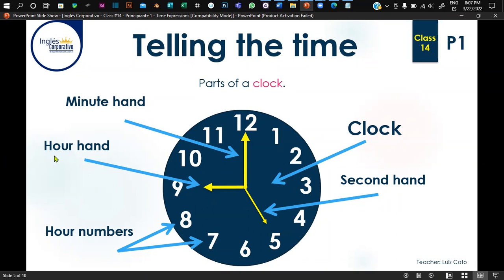Hour hand. Yes, hour hand. And these ones, the numbers. And this arrow is the second hand. In Spanish, the secundera. And this one is not la orera, it points out the hour. The complete object is a clock. Okay, the numbers. Tell me the numbers. Let's remember the numbers.